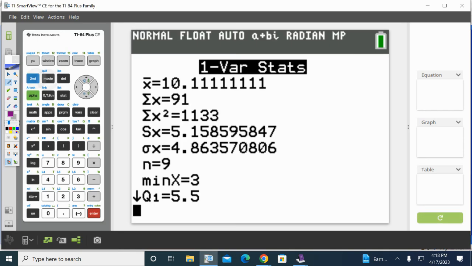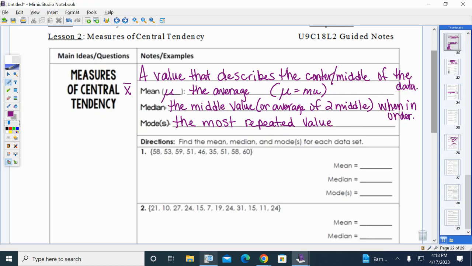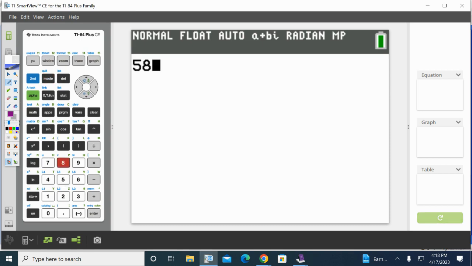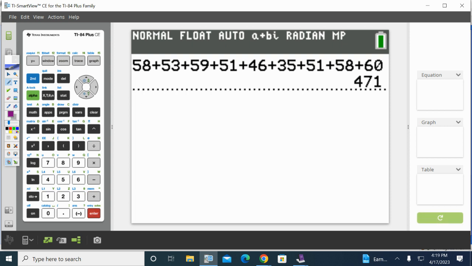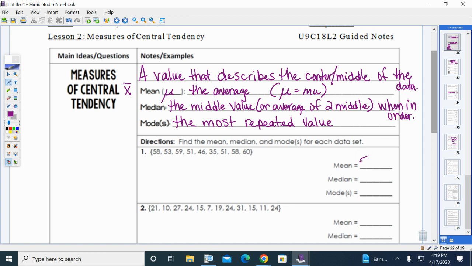So using the calculator, I'm going to add all the numbers in the data set, which were 58 plus 53 plus 59 plus 51 plus 46 plus 35 plus 51 plus 58 plus 60. And then I'm going to divide by, there are 9 numbers. So I'm going to divide that by 9 to get 52.3 repeating for the mean.